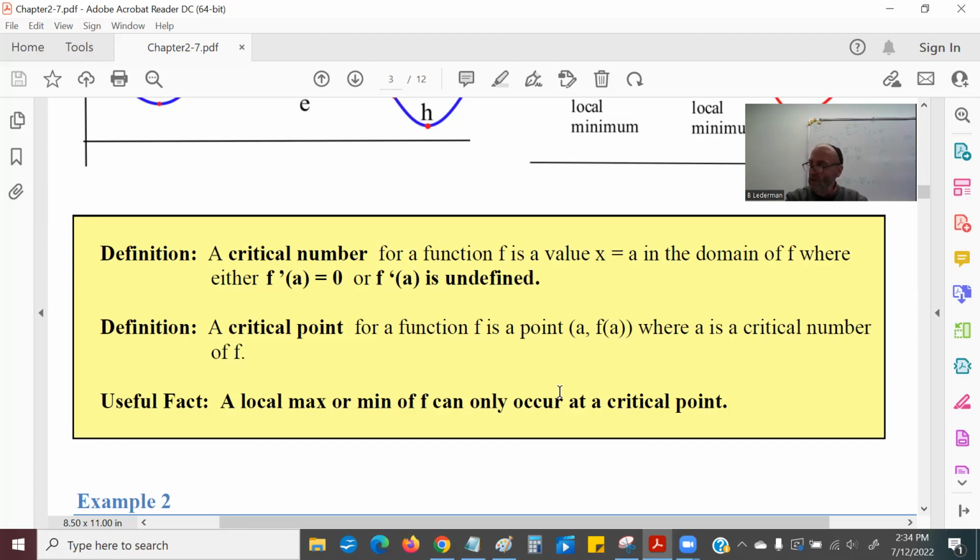I want to give you one last example in closing of a function where a critical number is where f prime is undefined. I showed you one example where it's kind of a jagged edge. I'll show you a different kind of example now where it's smooth but still undefined.